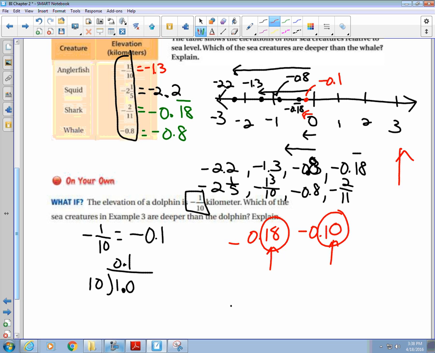If we were to turn our number line like this and had 0 here, you'll see that the further down we go, the deeper we are. And that's kind of like the further left we are on the number line. The further down is more negative. So the more negative things are, the deeper they would be. Okay? So that's why all of those sea creatures are deeper, because they're all more negative than our dolphin, which is sitting at negative 0.1 or negative 0.10. All right, so they're all deeper than the dolphin.